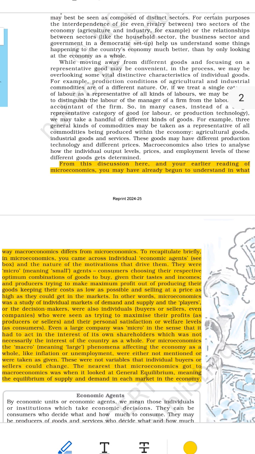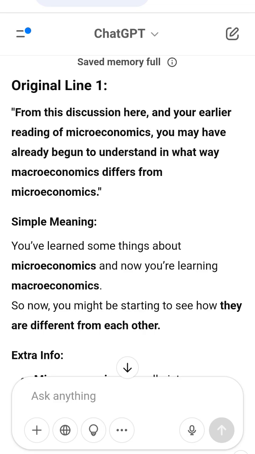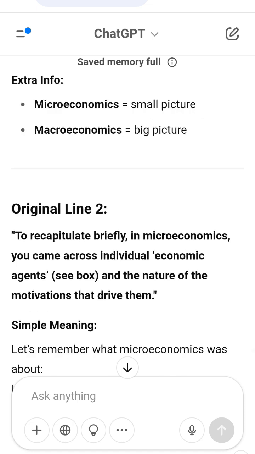1. What is microeconomics? Micro means small. It's individual people and businesses. It asks, what do people buy? How do companies set prices? How can sellers make the most profit? How can buyers get the most satisfaction?